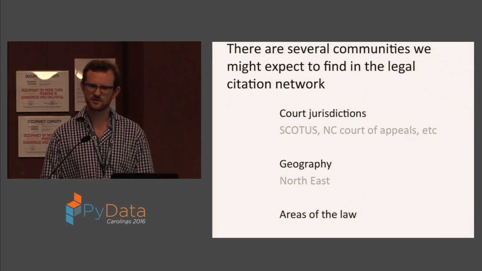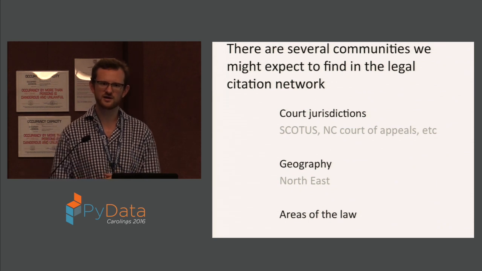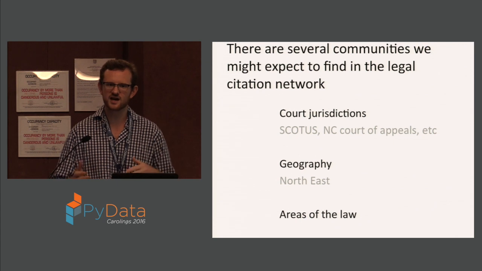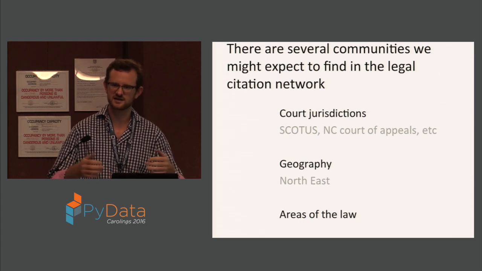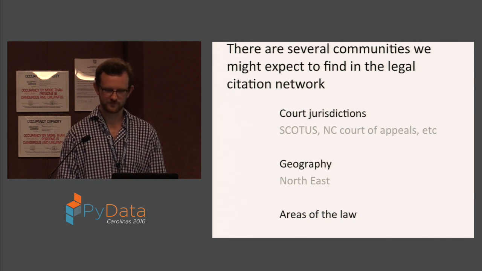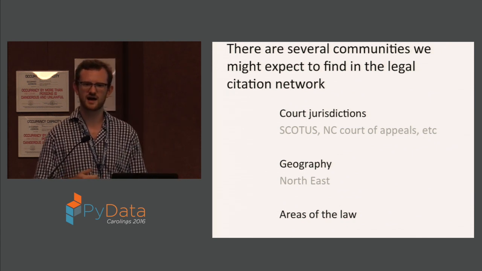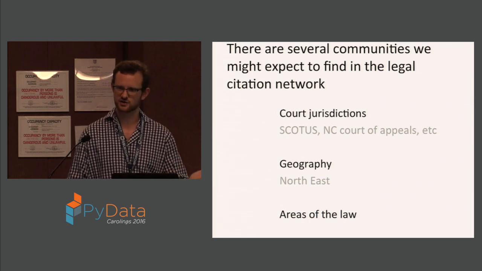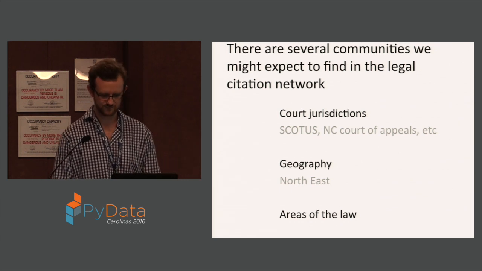Also, community detection might be able to pick up small areas of the law. So, you can imagine maybe there's 50 cases that are all about the same thing, and they tend to cite each other. Maybe community detection can pick that up. Can we turn that on its head and use that as a statistical model to understand how this network grows? That's the direction we're going right now.